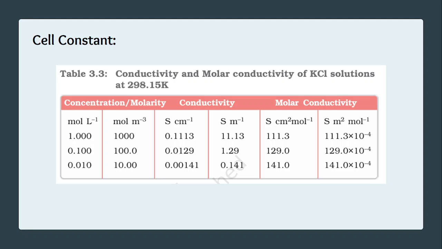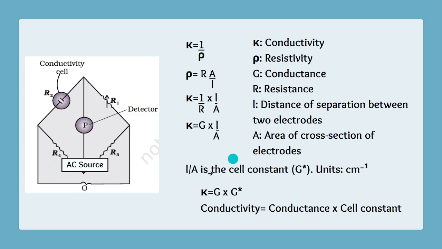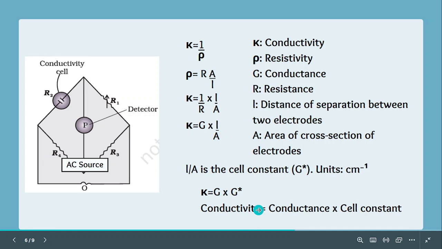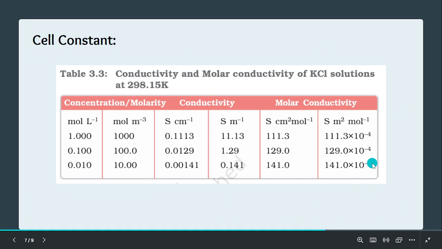So what are we doing? We're using this standard KCl solution, whose conductivity and molar conductivity we know at a specific temperature but at different concentrations. We are able to use all of this information to calculate the value of the cell constant. Essentially, conductivity will be equal to cell constant divided by the resistance, right? So that is how we are able to calculate the conductivity.